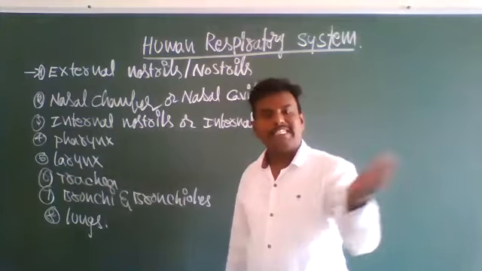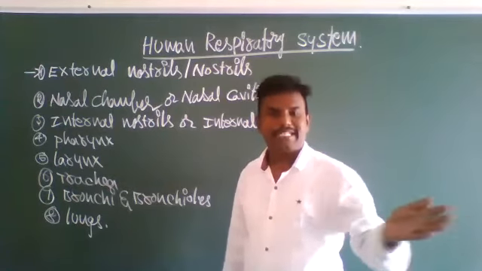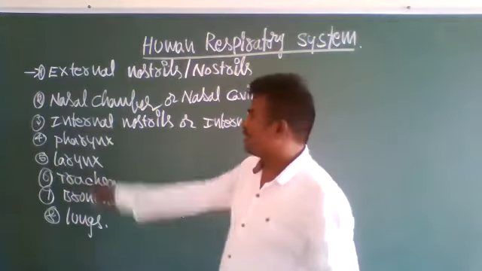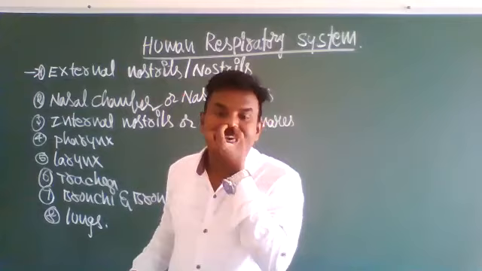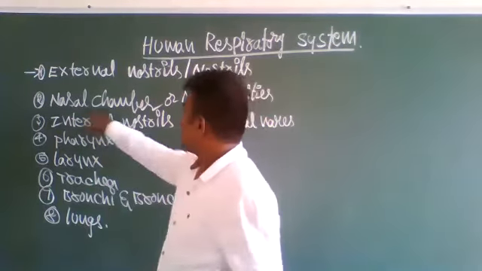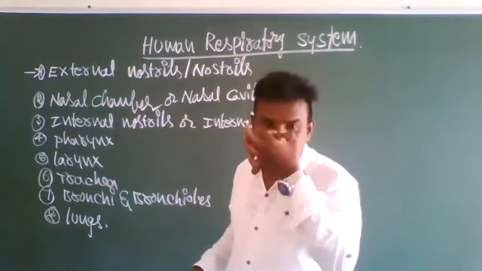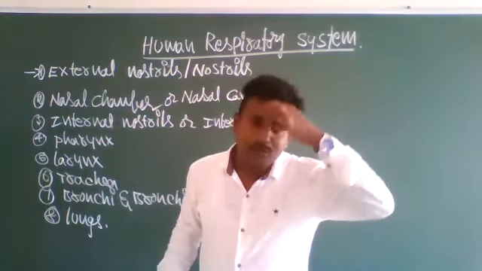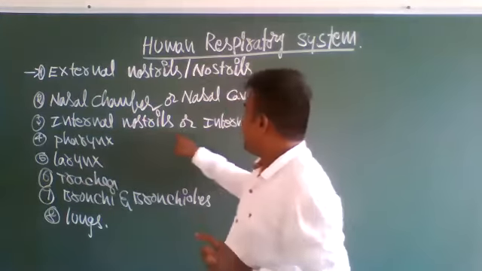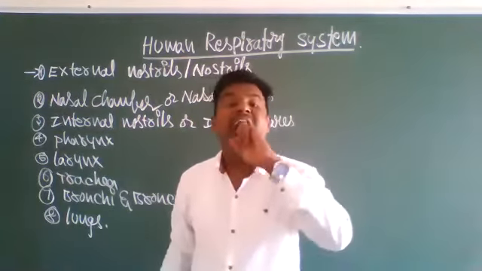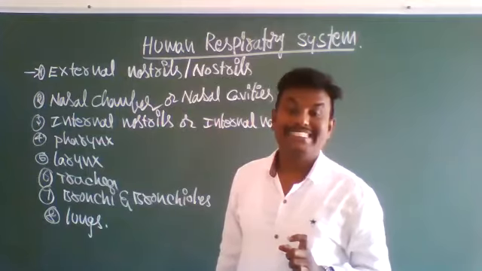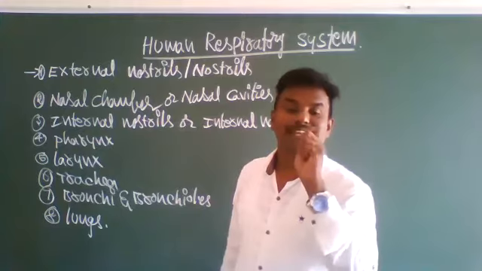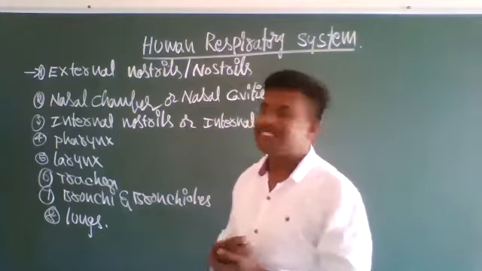So the passage of oxygen and carbon dioxide. First, the passage of oxygen in human respiration begins with the external nostrils, which are nostrils. Then the nasal chamber or nasal passage, then internal nostrils or internal nares. These two go inside. Then the pharynx. Above the soft palate, there is a muscular chamber that is called pharynx.